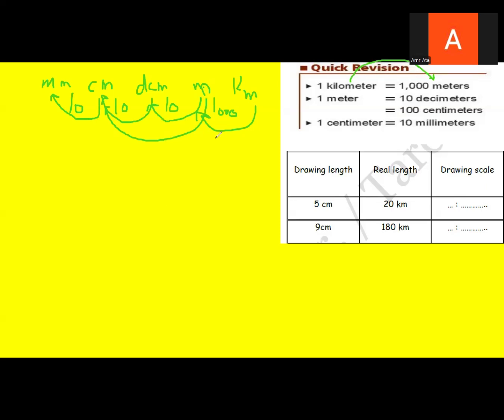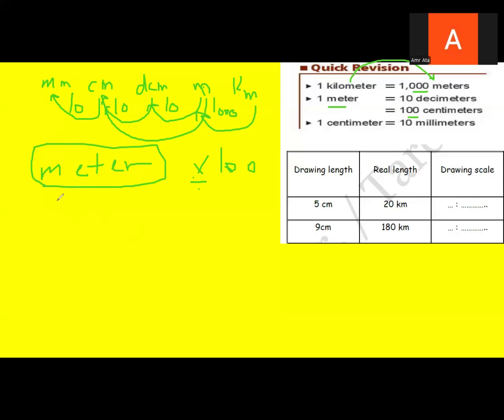In scale drawing, 1 kilometer equal 1000 meter, 1 meter equal 10 decimeter, or 100 centimeter, 1 centimeter equal 10 millimeter. If we have a problem with a meter, we convert by times or divided by 100.